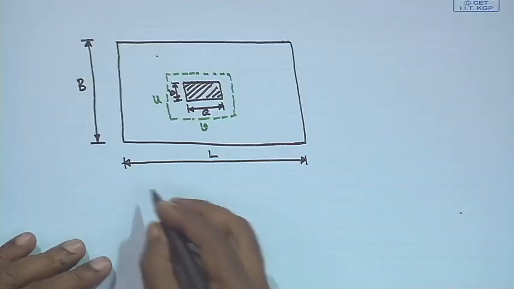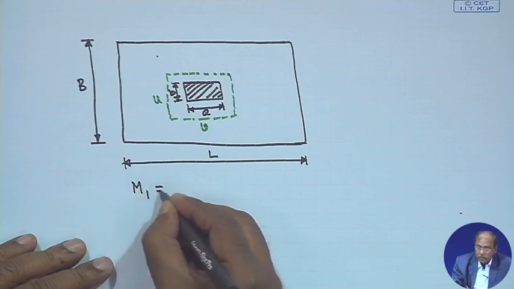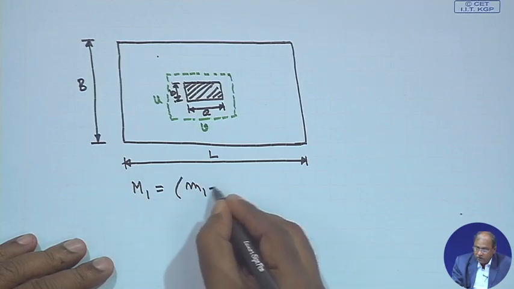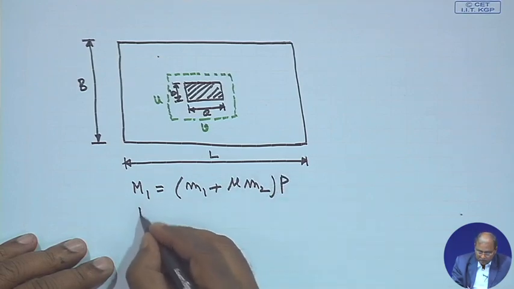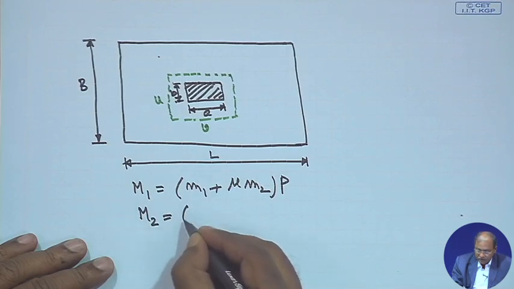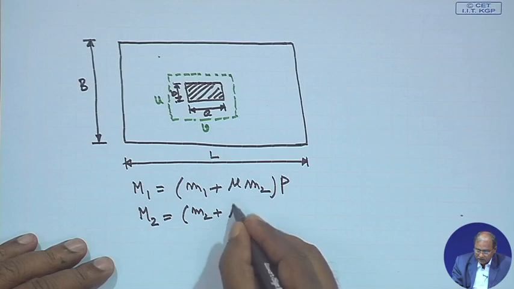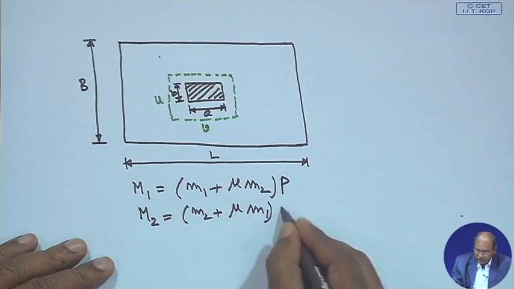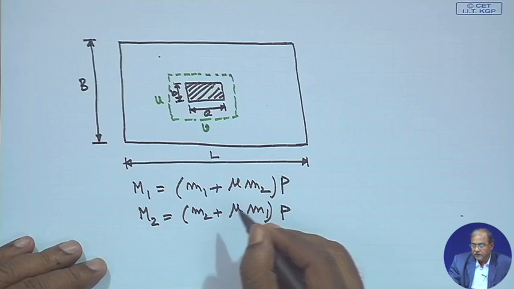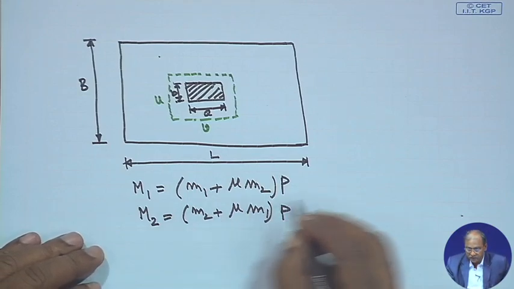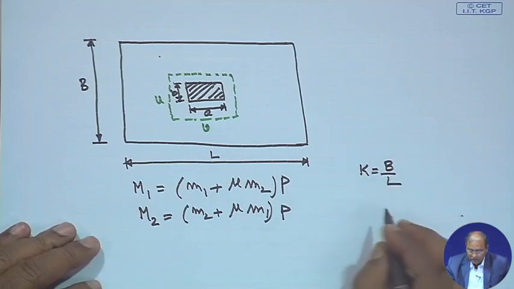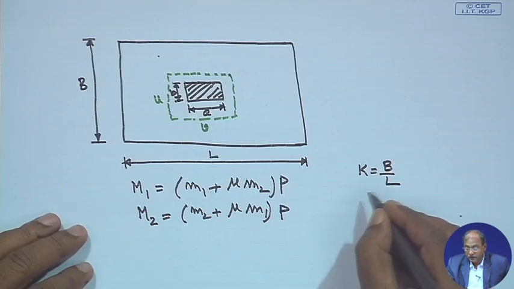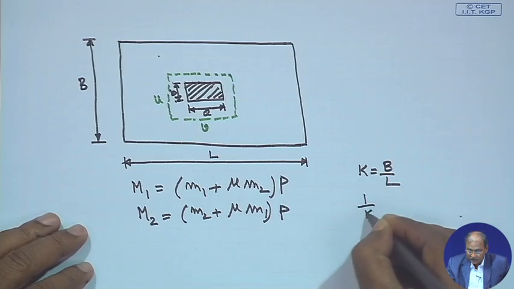Now, with these parameters, we can find M1 equal to (m1 plus mu m2) times P, and M2 equal to (m2 plus mu m1) times P. So, we can find these values. k will be equal to b by l, and similarly we can get 1 by k also.